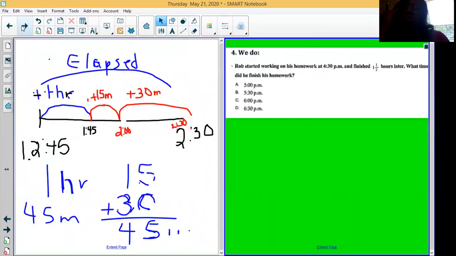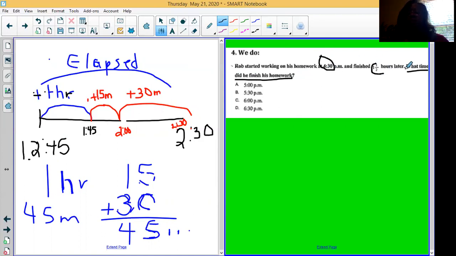Rob started working on his homework at 4:30 and finished 1.5 hours later. What time did he finish his homework? Okay. All right, go ahead and cue your problem. Hopefully for your big question, you underline what time did he finish his homework, and you circle 4:30 and 1.5 hours later. Okay. Now, what is 4:30? Is it your start time or your end time? Exactly right. 4:30 would be your start. So go ahead and put your start.